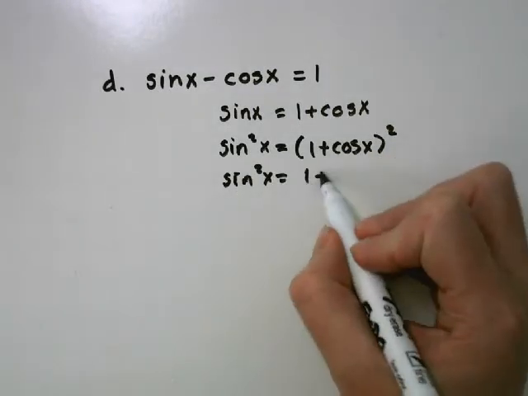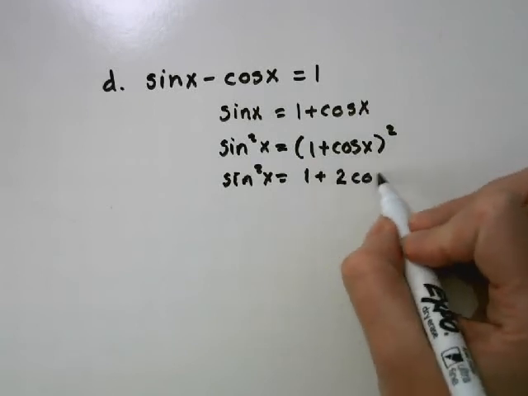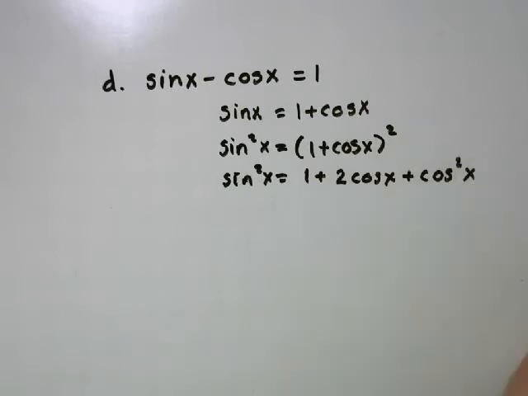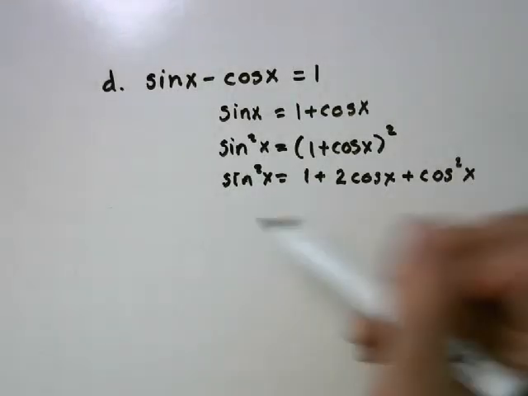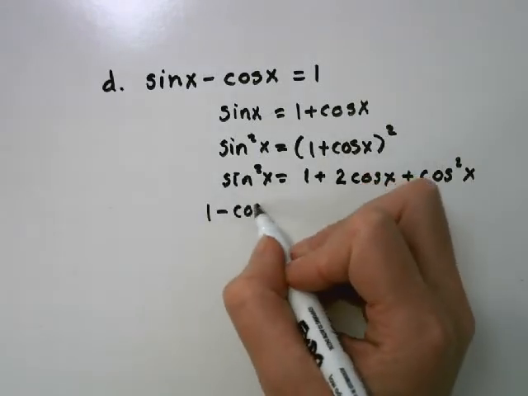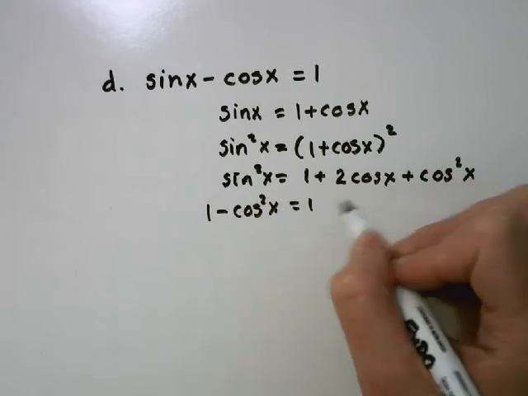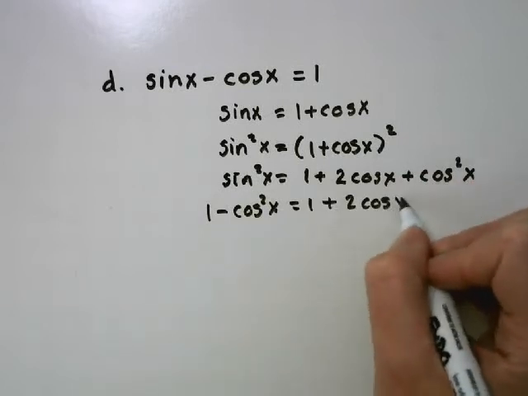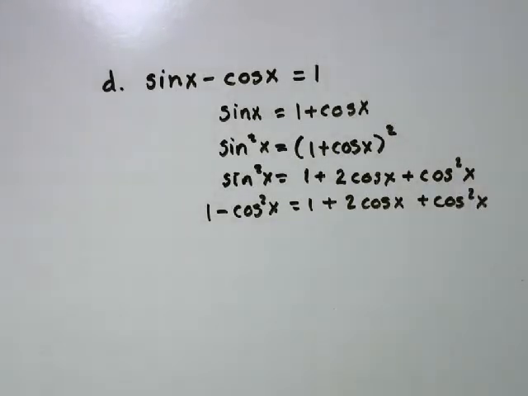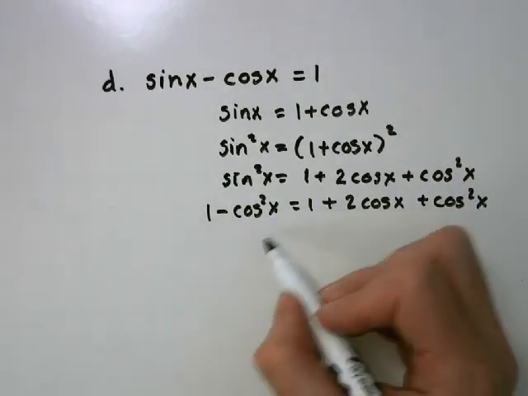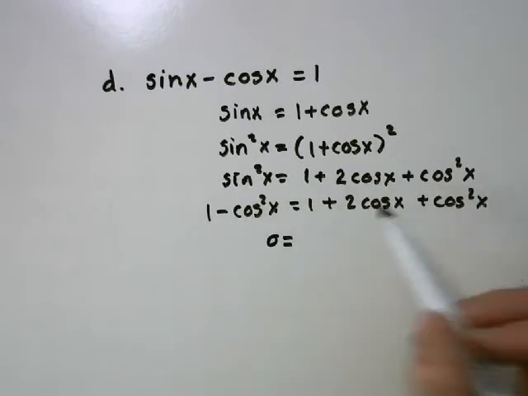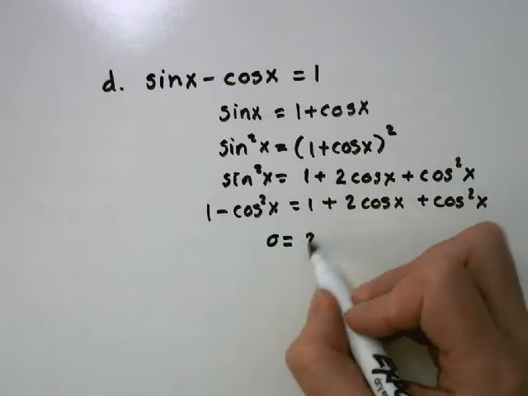So we'll go ahead and FOIL this. Okay, now I can replace this sine squared with a 1 minus cosine squared. Okay, and then we're going to move it all to one side. So I'm going to move it over to this side. So we're going to subtract the 1 from both sides and add the cosine squared. So the 1s are going to go away again.